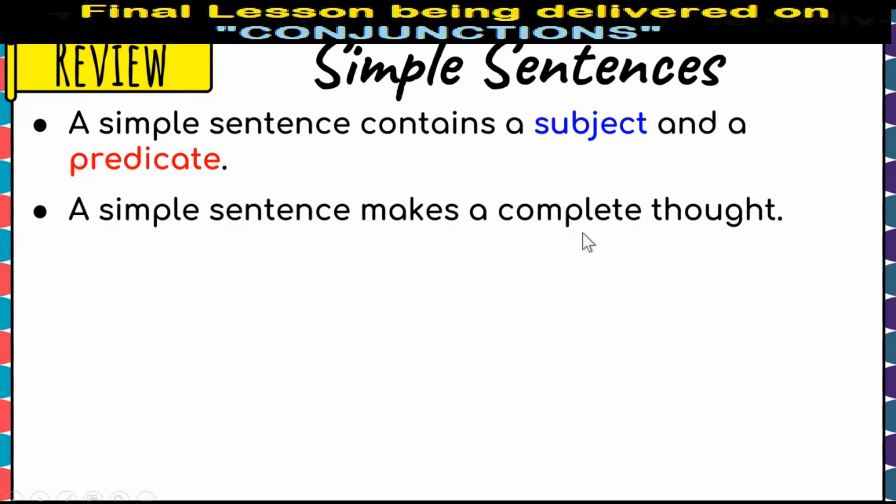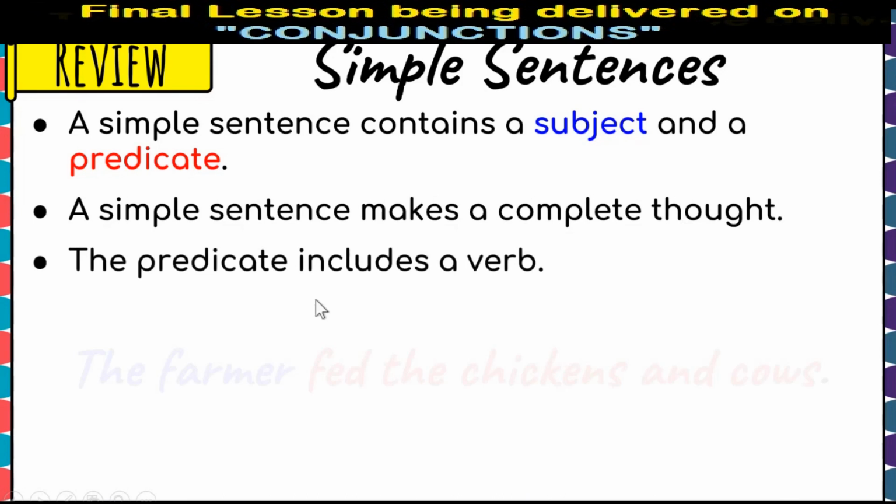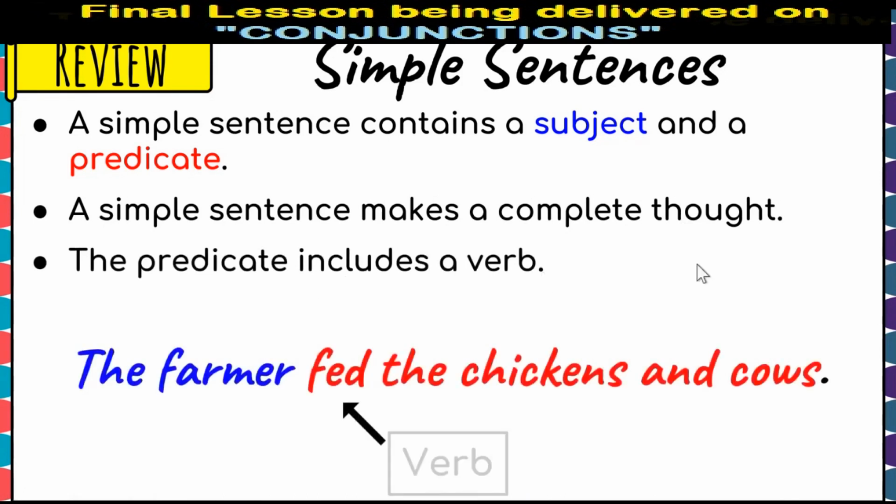A simple sentence makes a complete thought, as many of you said, and a predicate includes a verb. This is the main part that differentiates the predicate from a simple subject. For example, the farmer fed the chickens and cows. So the farmer, as I highlighted in blue, is the noun or the subject of my sentence.